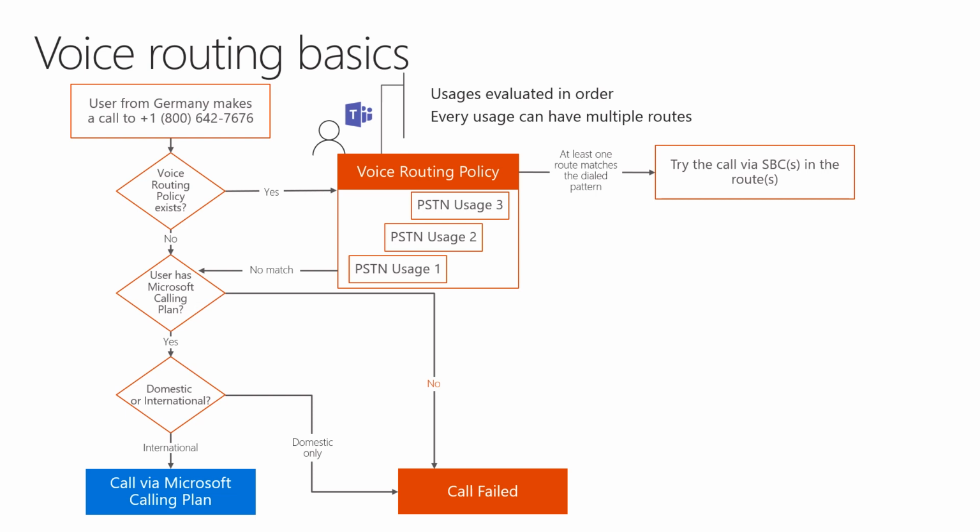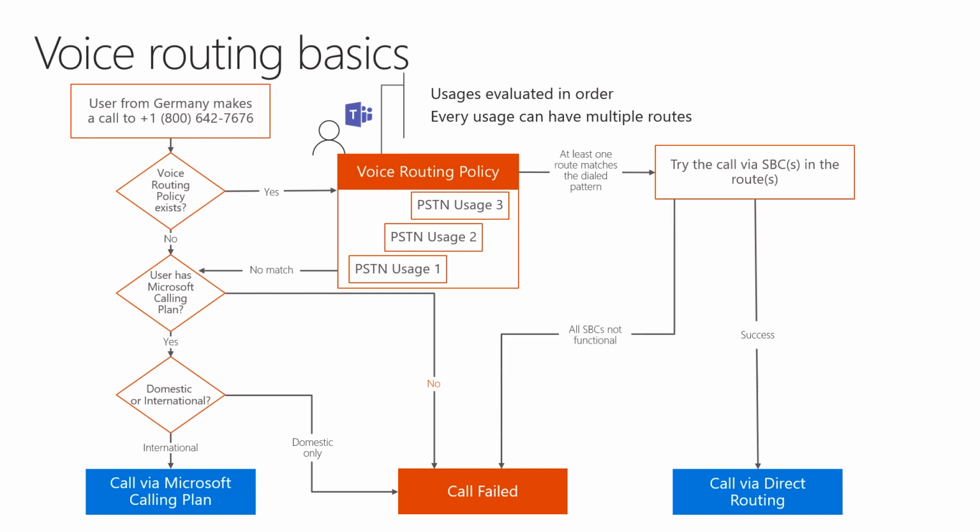However, if in the voice routing policy there's at least one route that matches the dial pattern, then the call will be tried via the SBCs that are in the route. So each route can have multiple SBCs for load distribution and failover reasons. If this succeeds, then the call will be placed via direct routing. If all of the SBCs are not functional, because they are down for maintenance, then the call will fail.